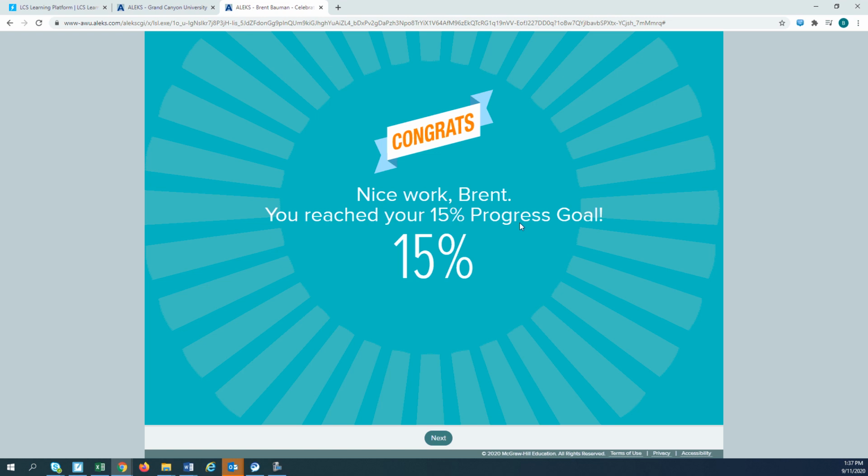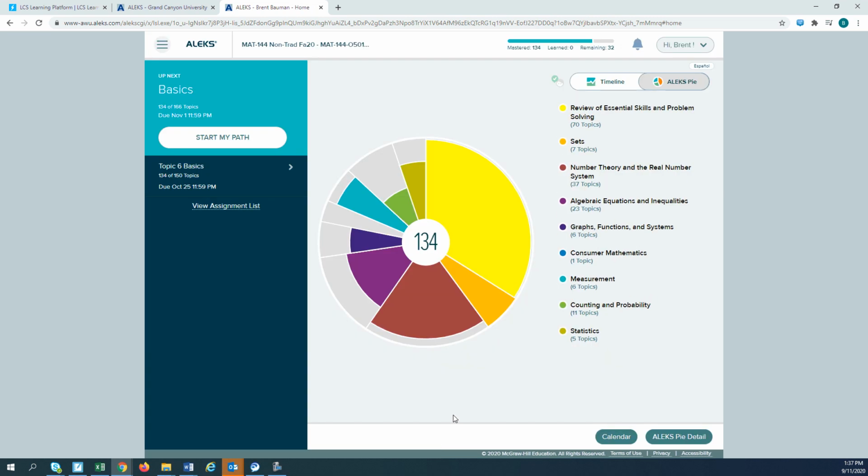So I reached 15% progress goal. That was week one's goal. Week two was 30%, so I already have week two done. Week three, week four, week five. So I have 5 weeks of the basics assignment already done. So that means those I won't have to worry about. And again, if you complete them right away, complete the rest that's here, then you can be done with it.